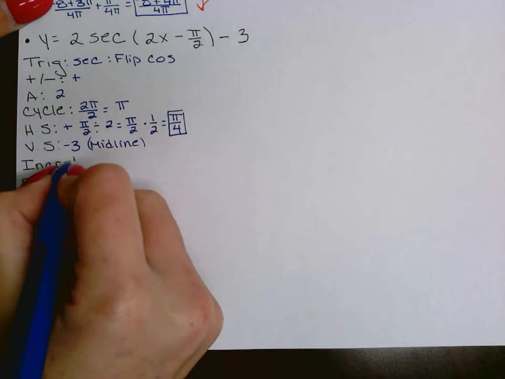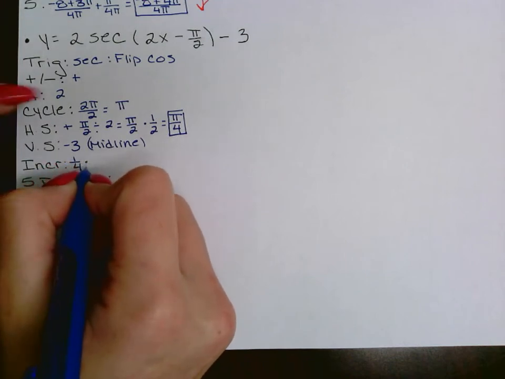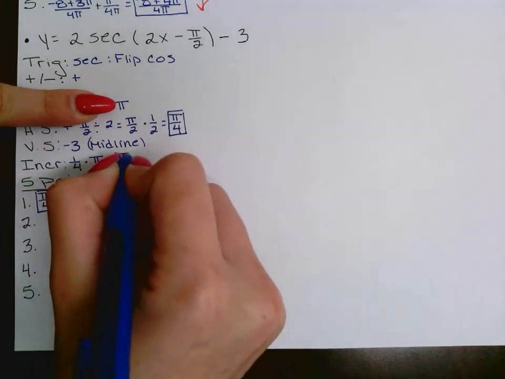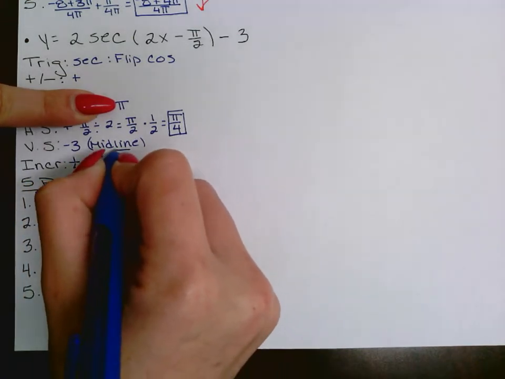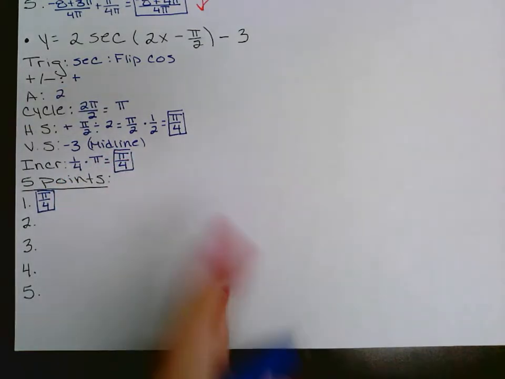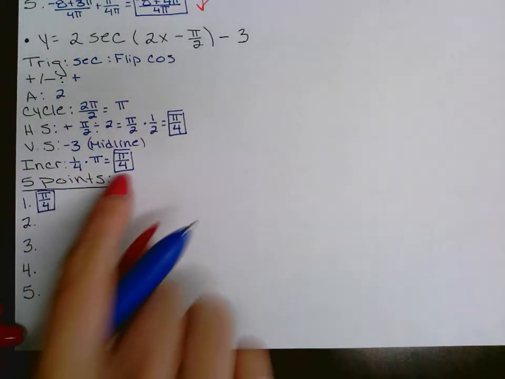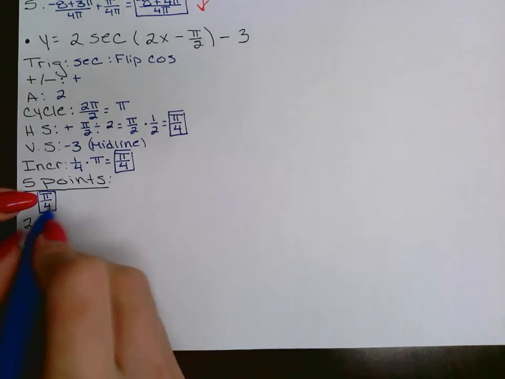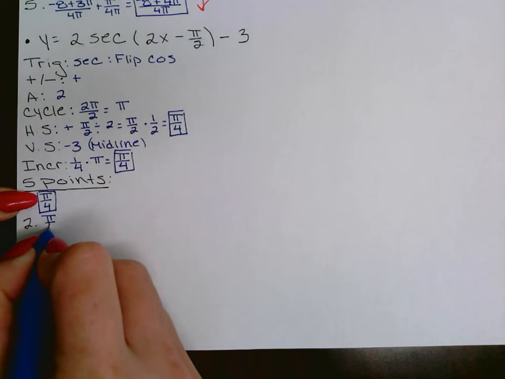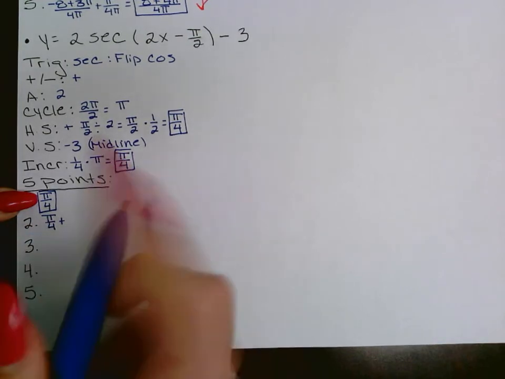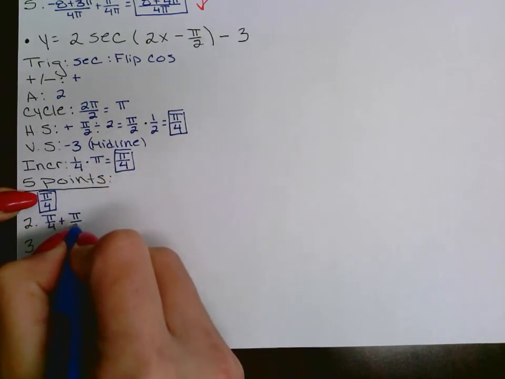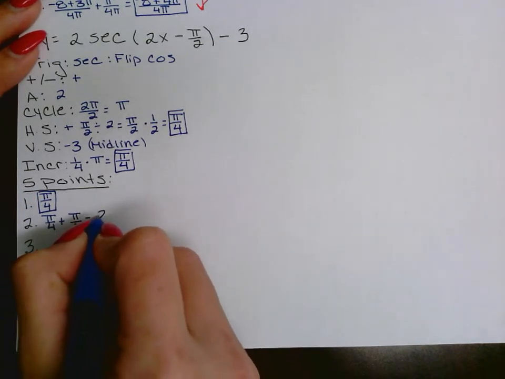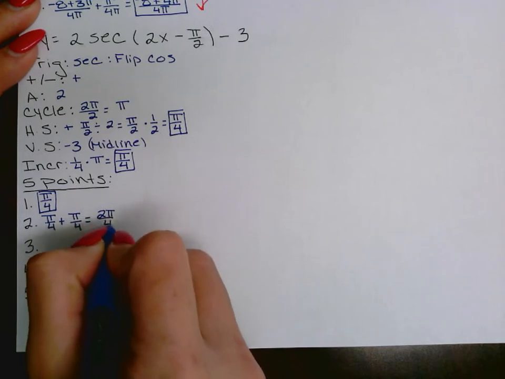And my increment is 1/4 of my cycle, which is pi. So pi over 4. Okay. It is a good day when my horizontal shift and my increments already have a common denominator. So if I started at pi over 4, I'm going to add my increment of pi over 4. Do not need to get a common denominator. And I end up with 2 pi over 4.